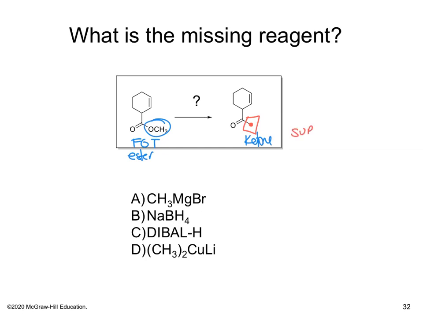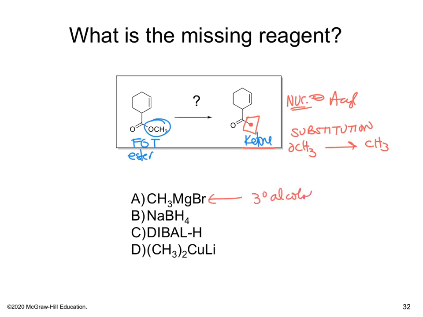So this is substitution, and it's nucleophilic acyl substitution, and we're substituting the OCH3 with a CH3. Now keep in mind, with esters, this is going to go to the tertiary alcohol. It's going to add twice. So that's not going to be, sodium borohydride would make the aldehyde because it would add H minus. Actually, it won't add. Esters, no reaction.